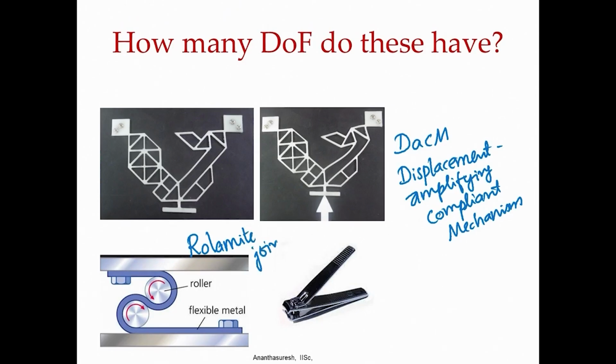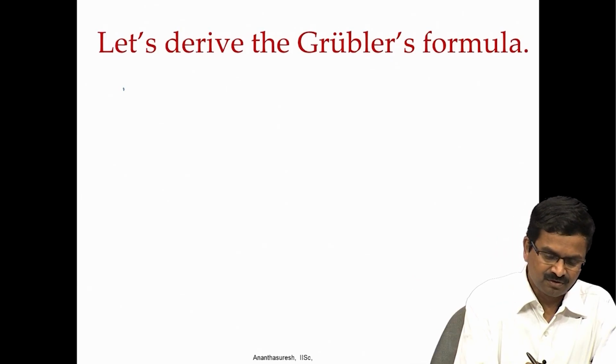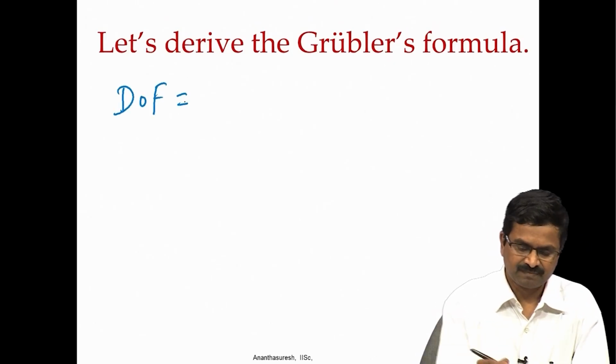This has a flexible metal strip that goes around as shown here, or our nail clipper. How do you talk about degrees of freedom for mechanisms that have flexible or elastic segments in them? That is what we would like to address. Before we do that, let us just understand Grübler's formula, rather we derive it. So, if I talk about degrees of freedom, let us say we take the 2-dimensional case.